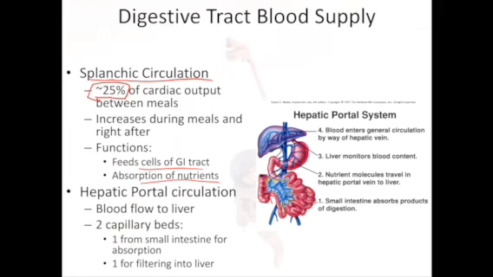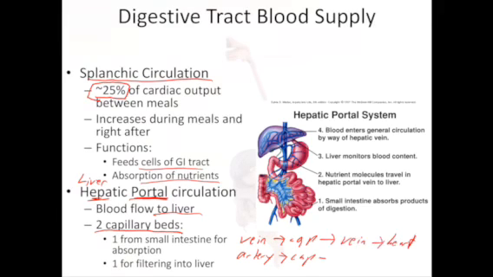Secondly, we have another portal circulation. This is the hepatic portal. So that's the liver. Anytime you see hepatic, that means liver. So this is the blood flow to the liver. Remember, anytime we have the portal circulation, that's a unique situation where we have two capillary beds. So it goes vein to capillary, back to vein, and then back to the heart. Okay? That's different than our normal situation where it goes artery, capillary, vein, and then heart.